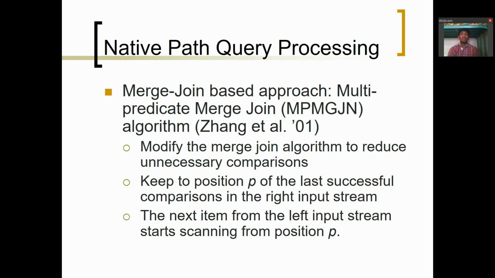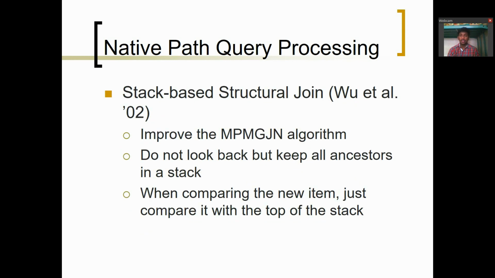Okay, merge join based approach, multi predicate merge join, MPMGJN. This is proposed by Zhang. It modifies the merge join algorithm to reduce unnecessary comparisons. So it basically uses a merge algorithm. For the next item of the left input stream, it starts scanning from the position P. The native approach improves the MPMGJN algorithm to not look back but use all the ancestors in the stack, the previous parent node. Comparing a new item, just compare it to the top of the stack.